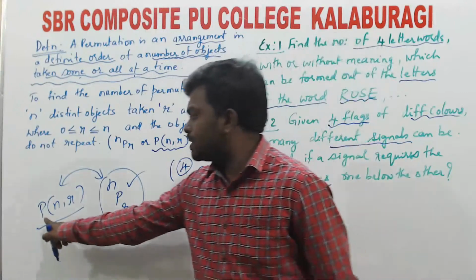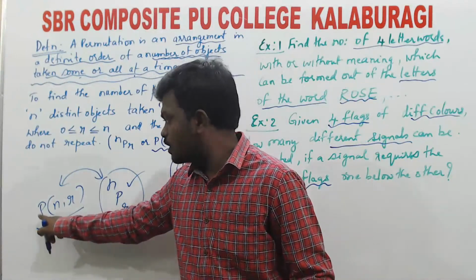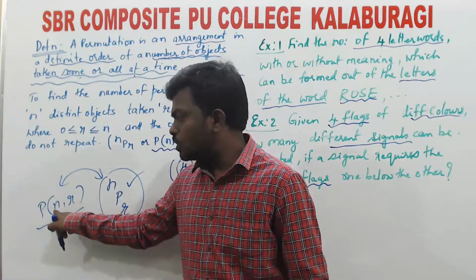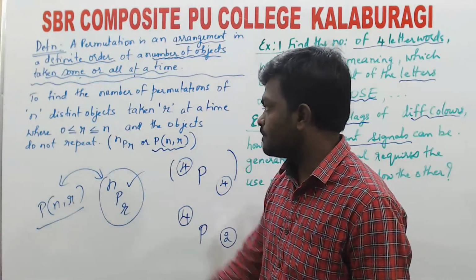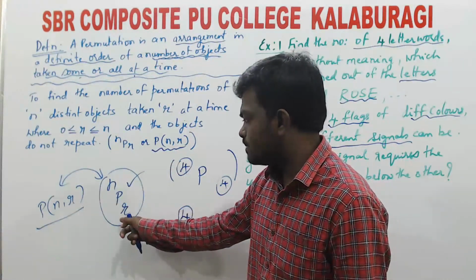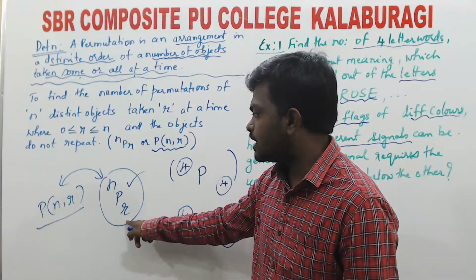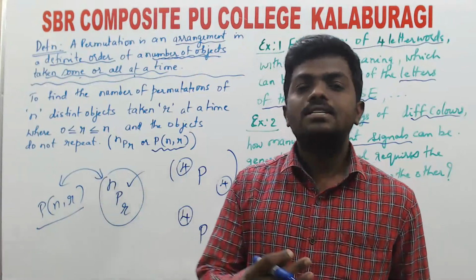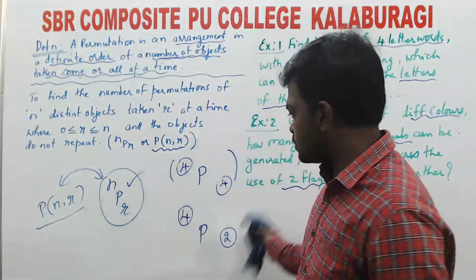Both are the same. P means permutation, and permutation means arrangement. Is that clear? So it is the arrangement of r things out of n distinct objects. You need to read it as the arrangement of r things out of n distinct objects. Now we shall see what the nPr formula is. I hope you have understood this.